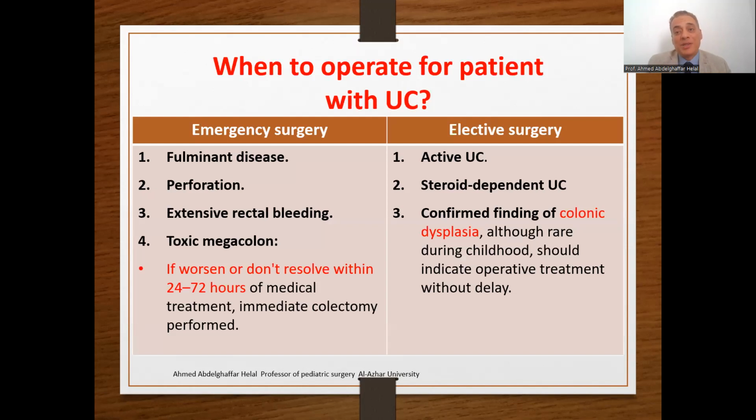When to operate? For ulcerative colitis, we may have two indications, emergency and elective. In emergency: fulminant disease, perforation, extensive rectal bleeding, toxic megacolon that doesn't resolve or respond to medical treatment. In elective: chronic ulcerative colitis, steroid-dependent ulcerative colitis, finding of chronic dysplasia. So the situation is different, and the surgical strategy differs between the two situations.